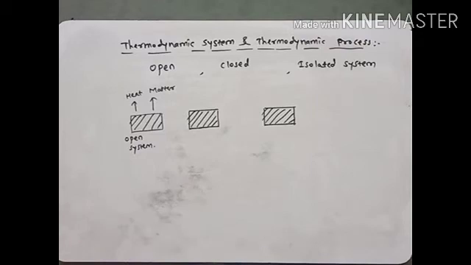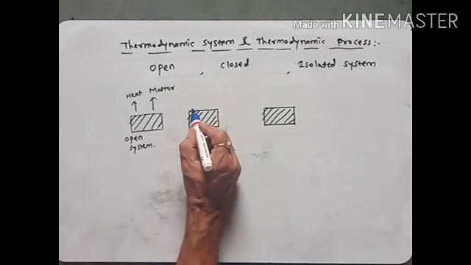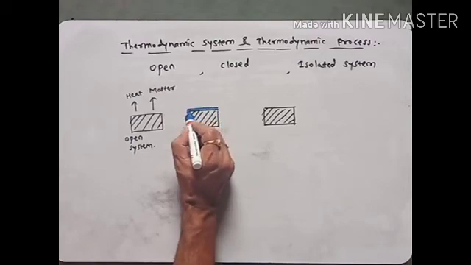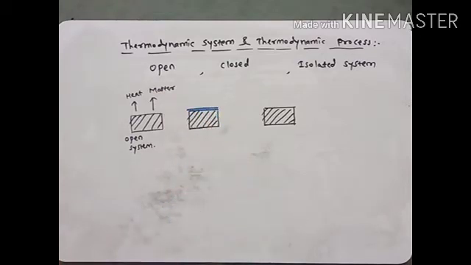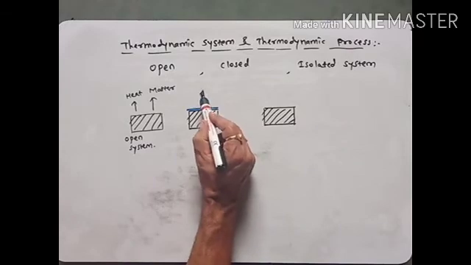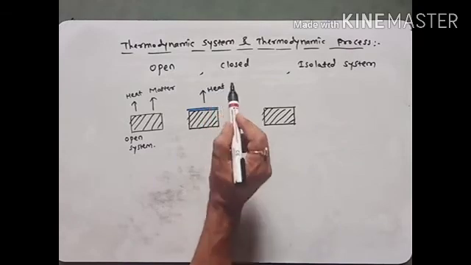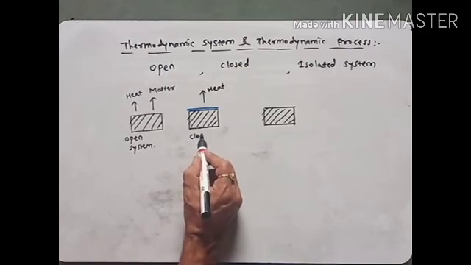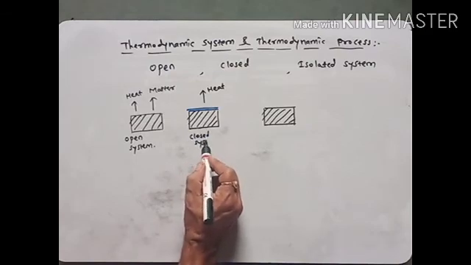Now here, suppose we close this system, here by blue pen. Then it exchanges only heat with the surrounding, not matter. So we call it a closed system.